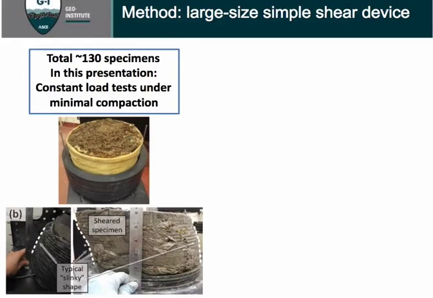As part of my PhD work, I tested more than 130 samples, but again, for this presentation, I'm only going to talk about the results for some constant load tests and the minimum compaction effort. The photos on the bottom left show the initial state of the waste specimen and after shearing. For simple shear, it's contained in the rigid ring, but after shearing, there's a very clear slinky shape of the material. Before shearing, the waste material is like a cylinder.